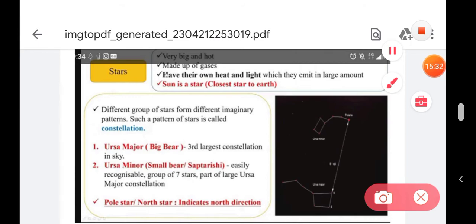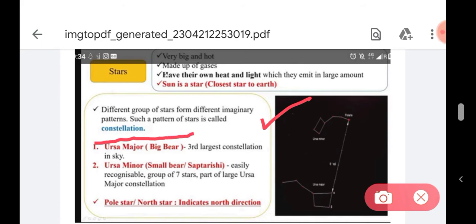Different groups of stars form different imaginary patterns. Such a pattern of stars is called a constellation, okay. So constellation उसको हम बोलते हैं, and there are lots of types of constellation. One is Ursa Major, जिसको बिग बियर भी बोला जाता है, the third largest constellation in the sky, and Ursa Minor, an easily recognizable group of 7 stars, part of the large Ursa Major constellation. Pole Star, North Star indicates the north direction.